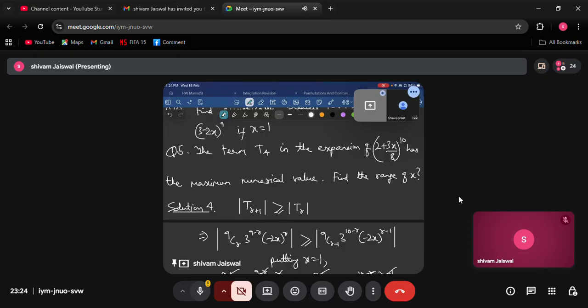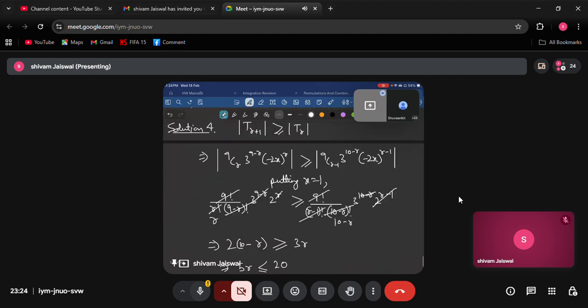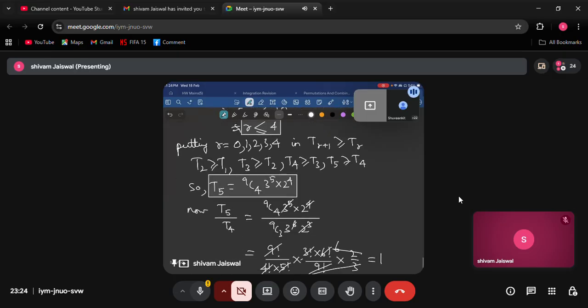First of all, T4 is just an expression in (2 plus 3x by 8) whole to the power 10. So if you find out T4, it will be an exact value. Are you getting? Yes, sir. Okay. So what are you getting for T4? Tell me. We will get 10C3 into 2 to the power 7 into (3 by 8) whole cube into x cube.